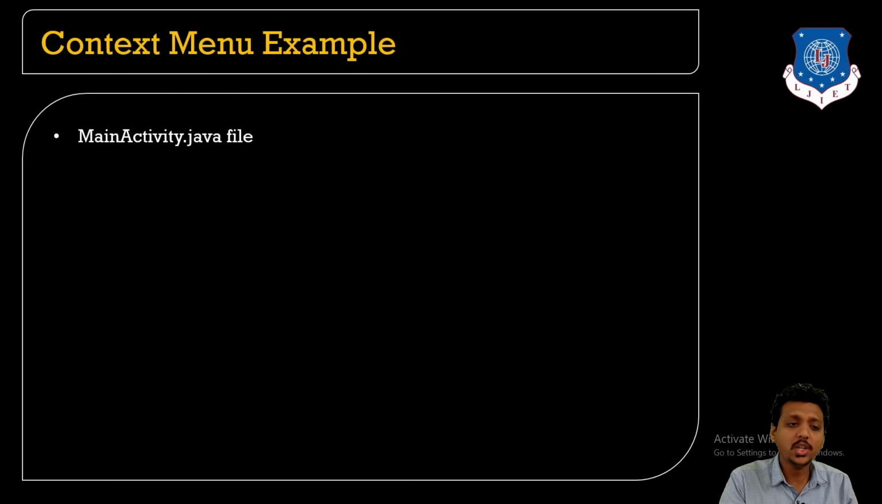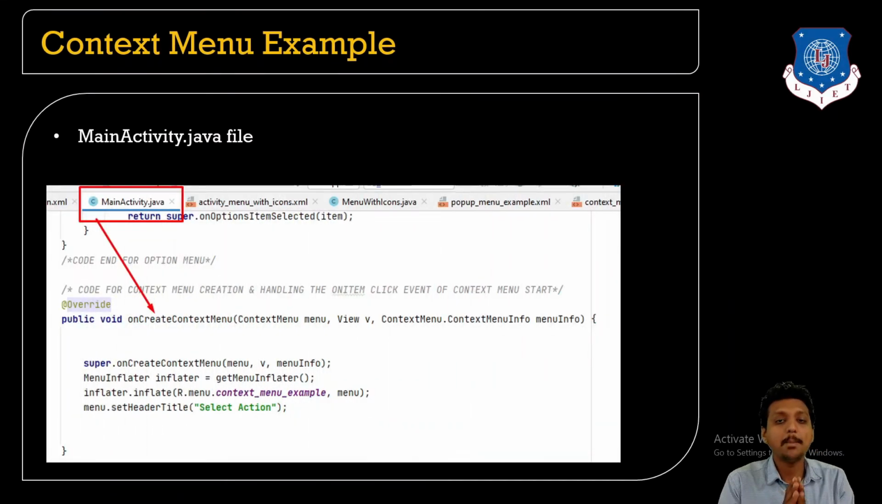Now, how do we integrate the context menu inside the MainActivity.java file? Students, this is the particular code, like overriding a method. You just need to override a method known as onCreateContextMenu. Inside it, you need to create the object of the menu inflater: get the menu inflater, this is the method. Then write inflater.inflate(R.menu.